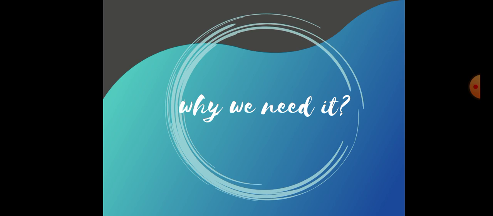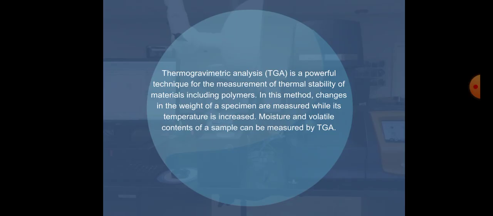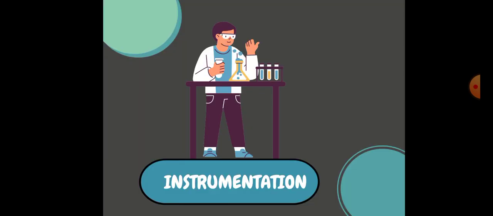Now we see why we need thermogravimetric analyzer. Thermogravimetric analysis is a powerful technique for measurement of thermal stability of materials including polymers. In this method, changes in the weight of a specimen are measured while its temperature is increased. Moisture and volatile contents of a sample can be measured by TG.